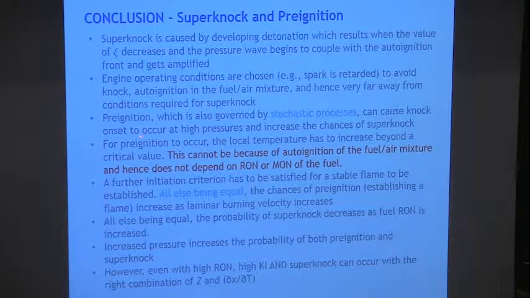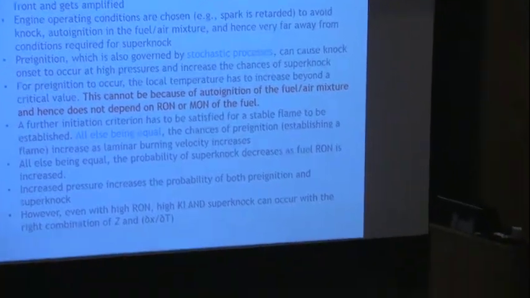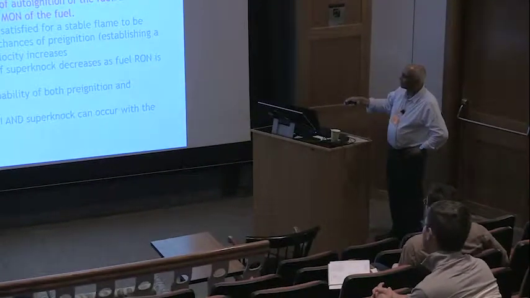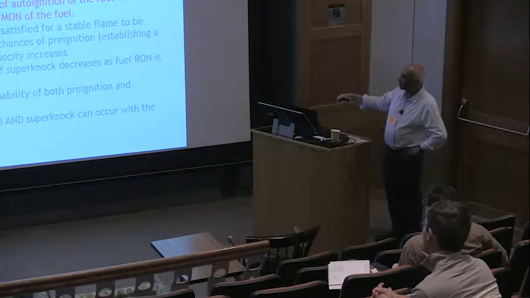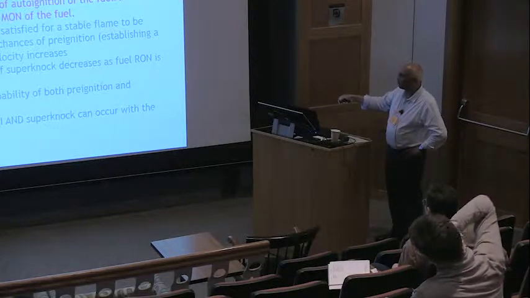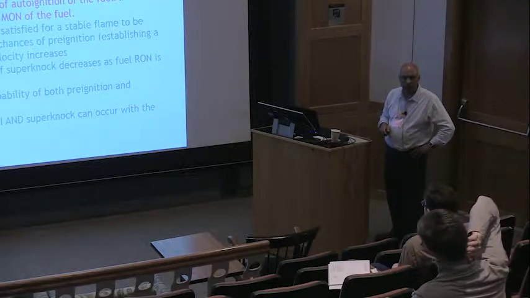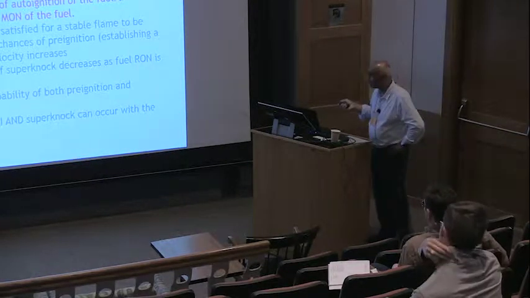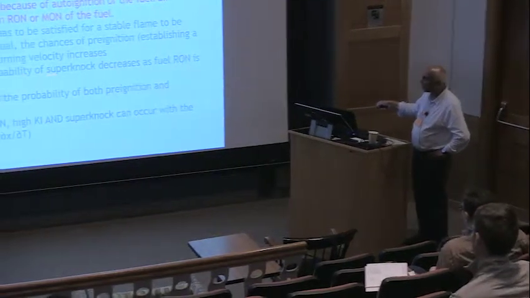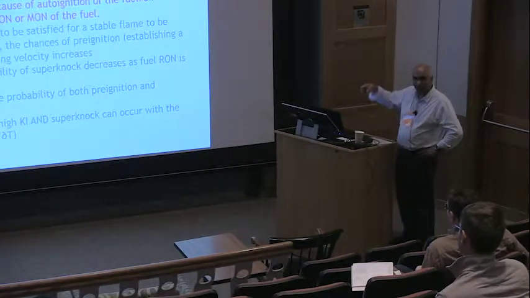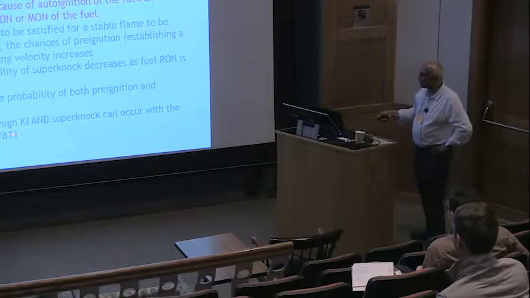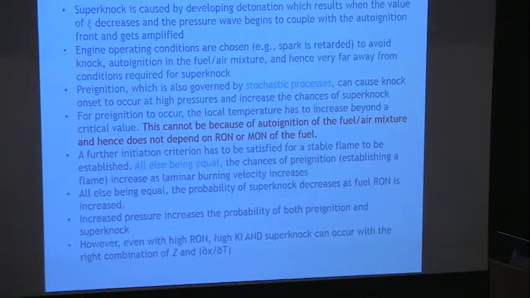For pre-ignition to occur, the local temperature has to increase beyond a critical value, and this we can be certain of. So pre-ignition does not depend on RON and MON, which are auto-ignition characteristics of fuel. There's another initiation criterion that has to be satisfied. If all else is equal, the chances of pre-ignition increase as laminar burning velocity increases. That means fuels like hydrogen and ethanol are bad. And all else being equal, the probability of superknock decreases as fuel RON is increased because the Z value is decreasing. And increased pressure increases the probability of both superknock and pre-ignition.